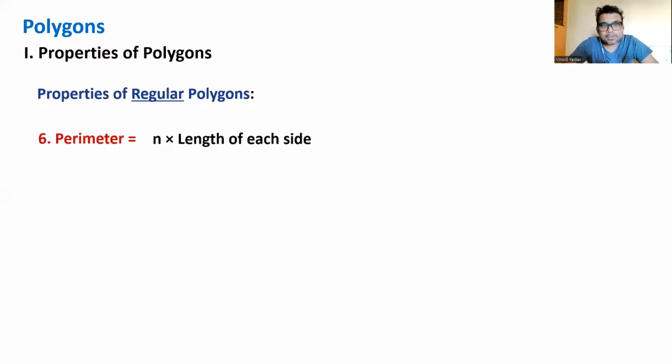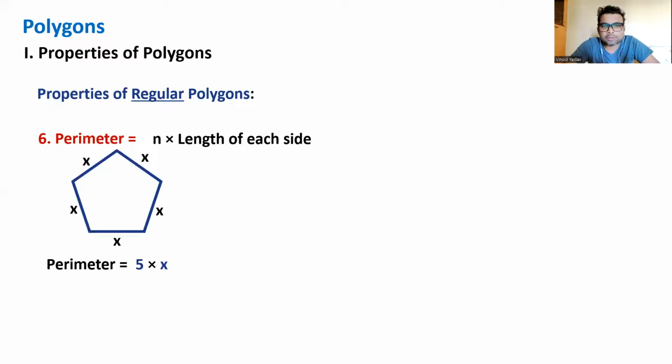Then perimeter, very easy because all sides are equal. So the length of one side added n times; in short, n times the length of each side. Correct? So here it will be 5x because there were 5 sides, all equal. Regular pentagon. Area. Now how will you derive area?